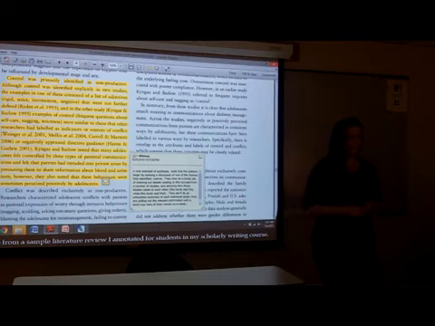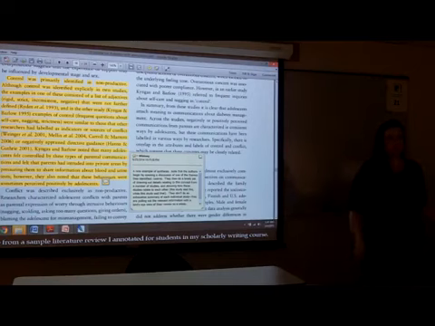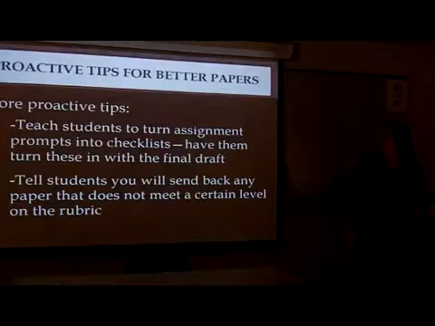And personally, I think it works great. So it's just one more little trick, front loading, another strategy that you can front load to make sure your students are understanding what you're asking of them.